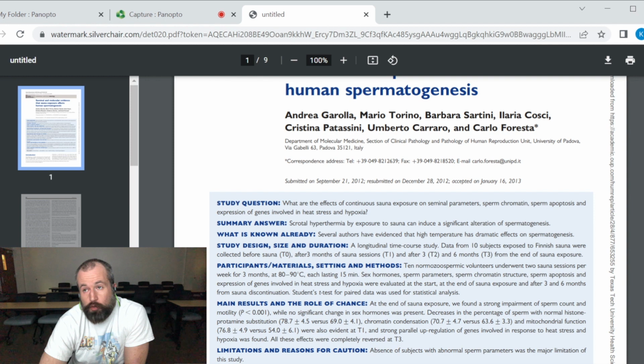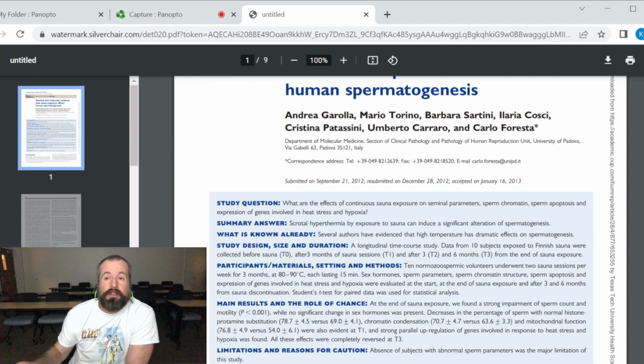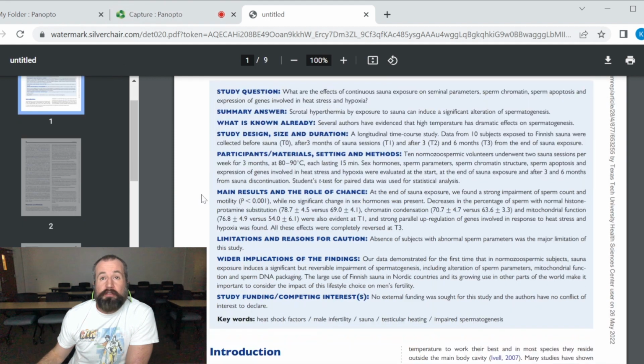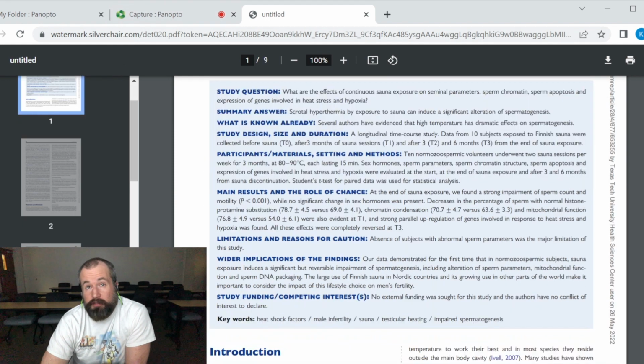Sex hormones, sperm parameters, sperm chromatin structure, and sperm apoptosis and expression of genes involved in heat stress and hypoxia were evaluated at the start and the end of the sauna exposure and after 3 and 6 months from the sauna discontinuation. What were the findings? We found a strong impairment of sperm count and motility while no significant change in sex hormones was present. So no change in the sex hormones, but the sperm were affected.